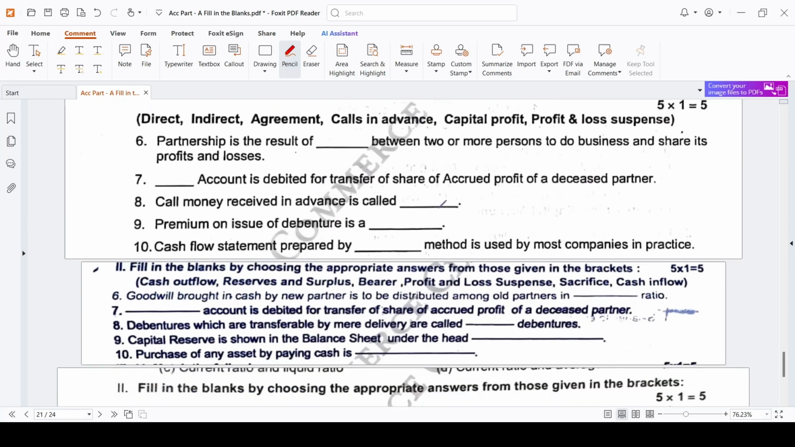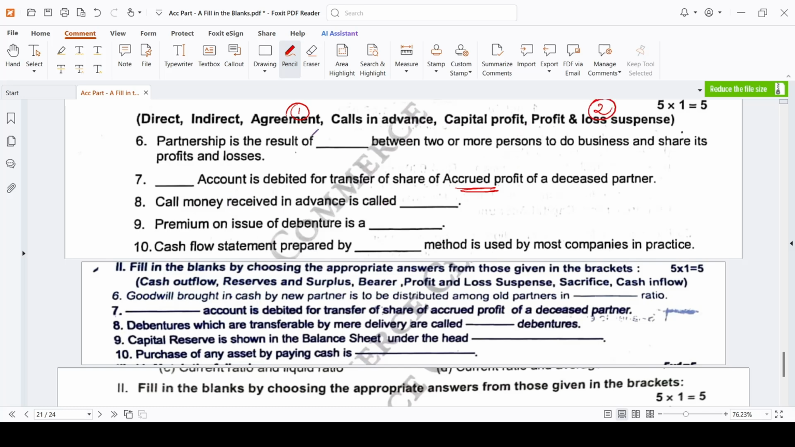Partnership is the result of agreement. Profit and loss suspense account is debited for the share of transfer of accrued profit of a deceased partner.